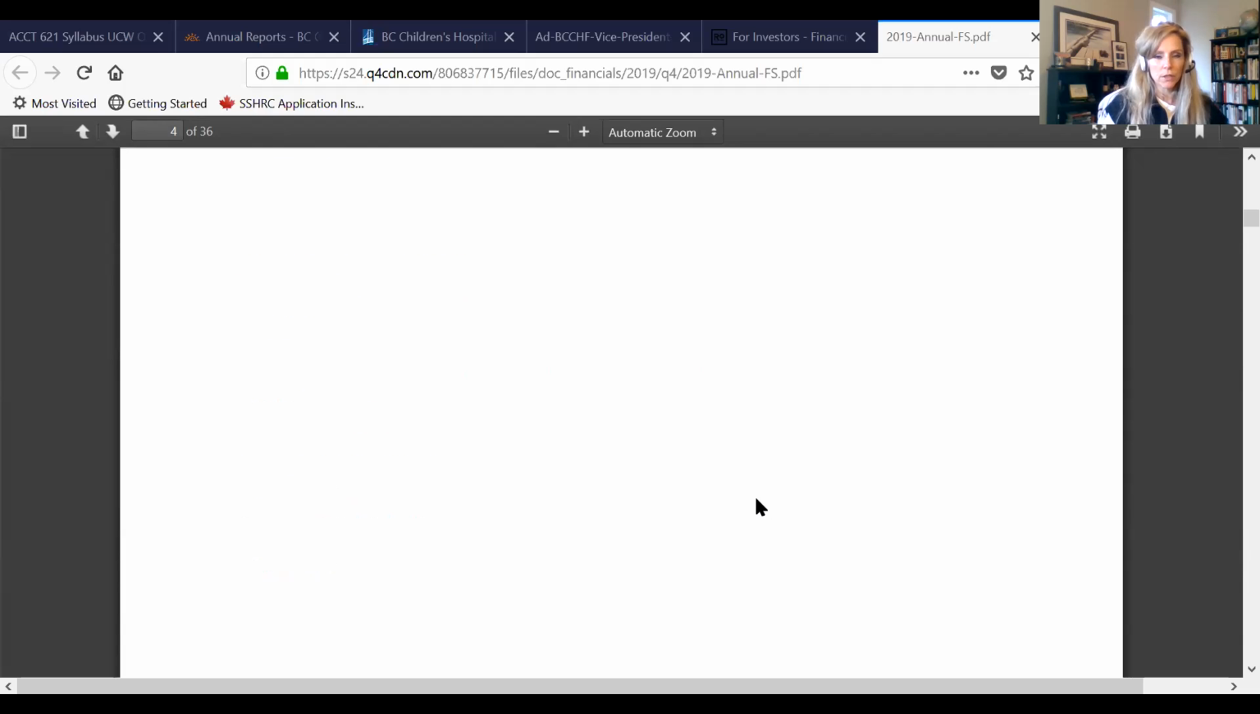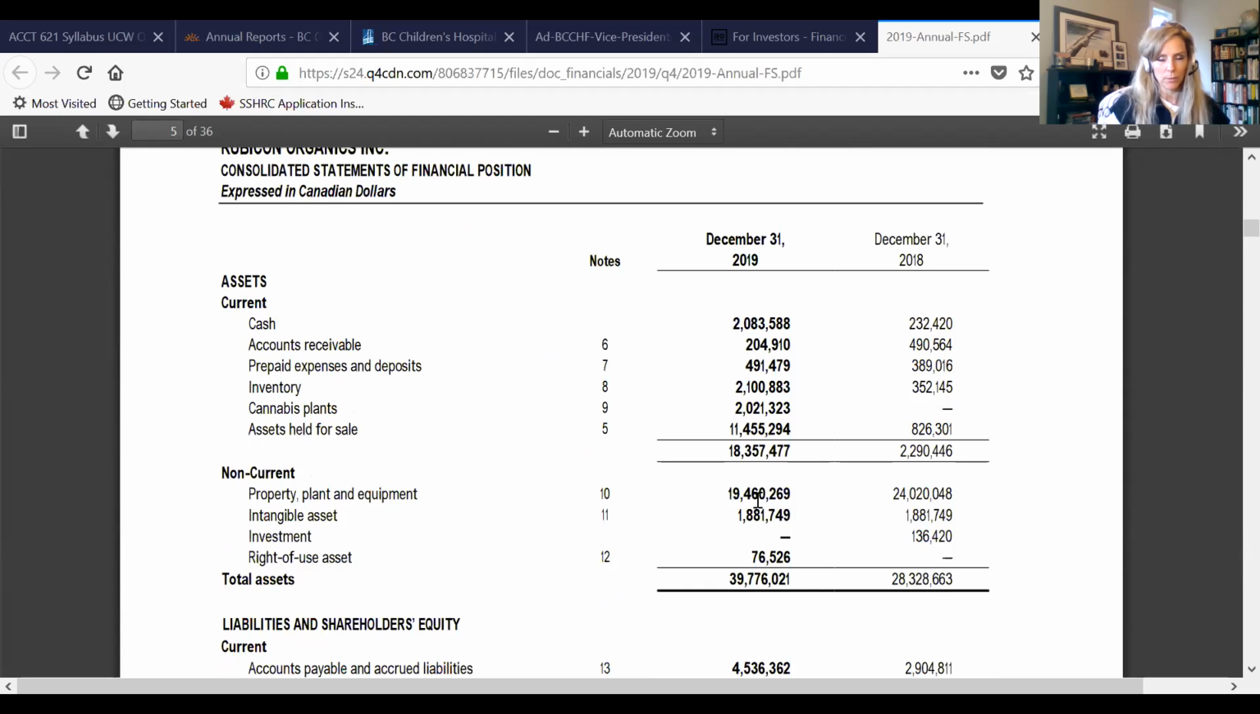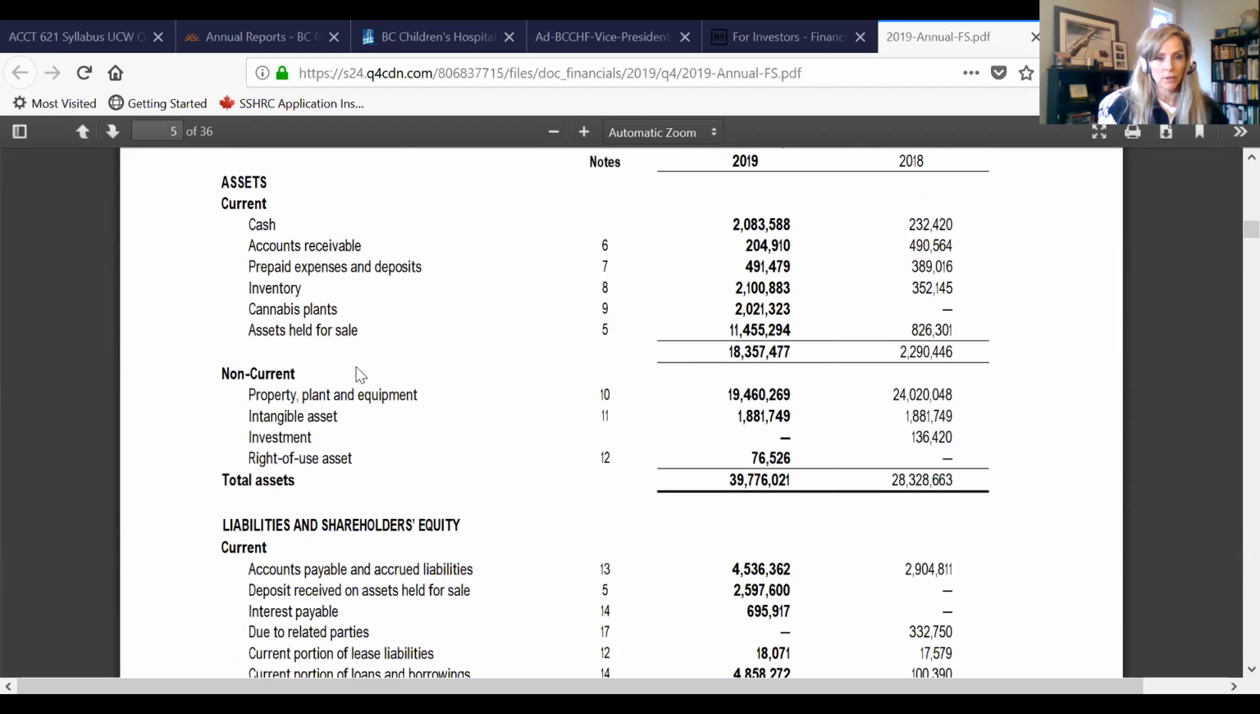So what I wanted to do was show you the balance sheet. And on the balance sheet, they're doing pretty good, actually. They're growing quite well. What I wanted to show you specifically was the non-current area of the financial statements on the balance sheet. This might look familiar to you because we talked about this part of the balance sheet when we talked about cash flow statements. And the cash flow statement had a section called investing activities.